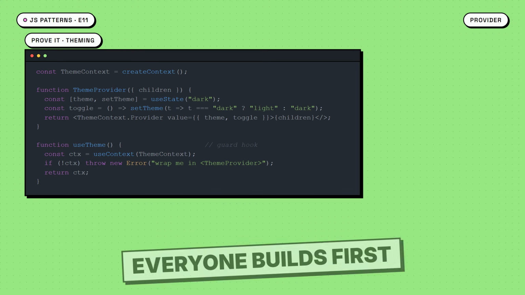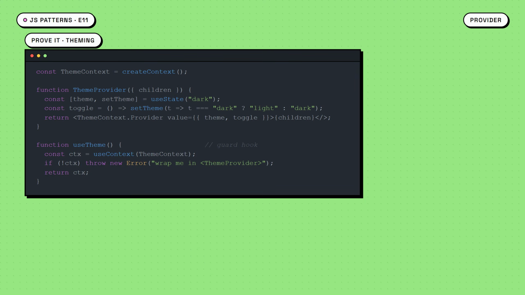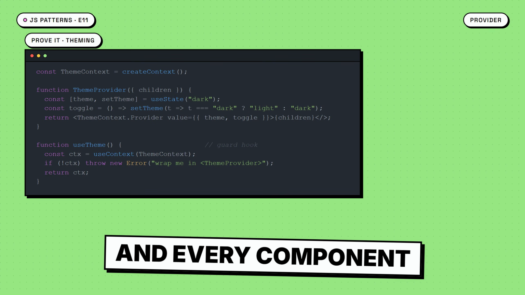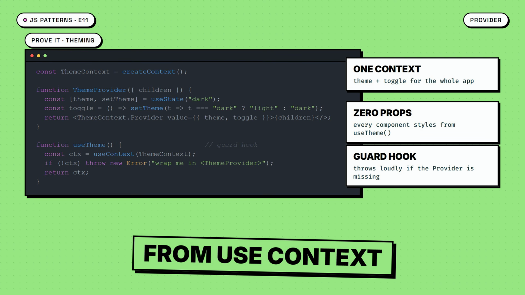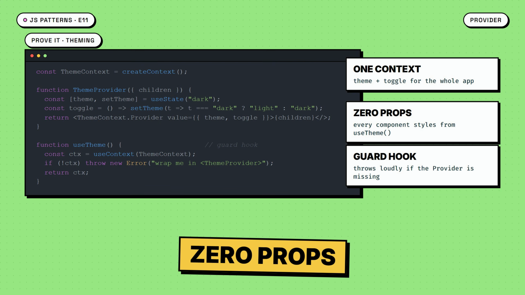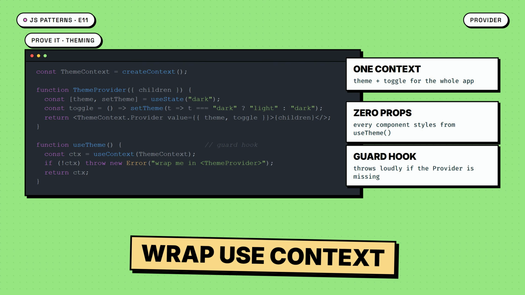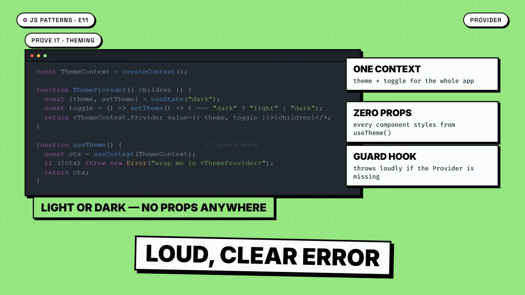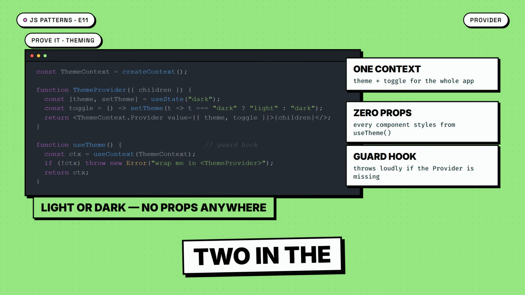And it scales to the thing everyone builds first: theming. Put the theme and a toggle function in one context, wrap the app, and every component styles itself straight from useContext, light or dark, 0 props. Pro move: wrap useContext in your own hook that throws if you forgot the provider, so you get a loud, clear error instead of a silent undefined at 2 in the morning.